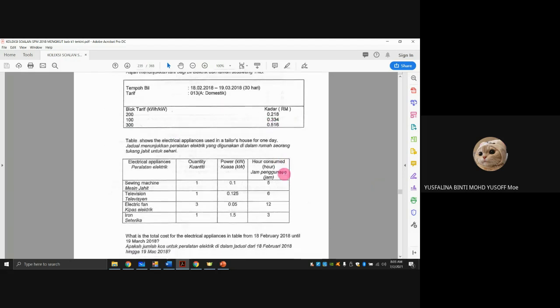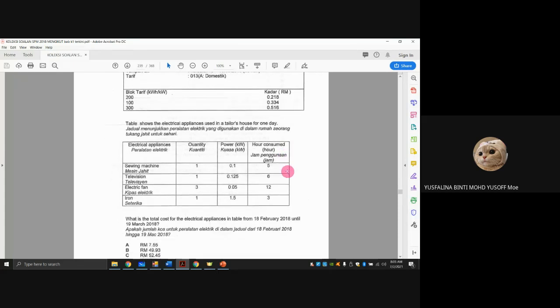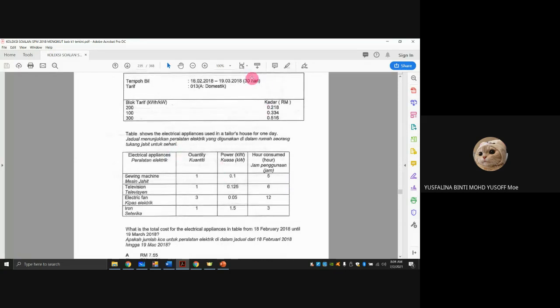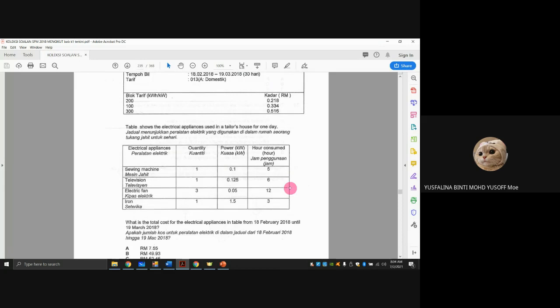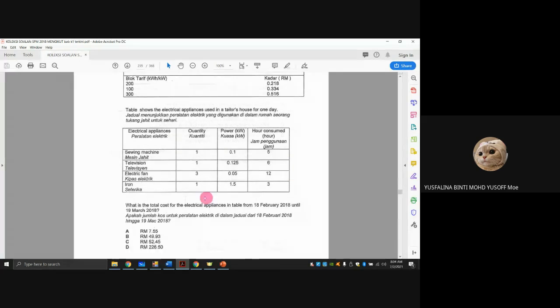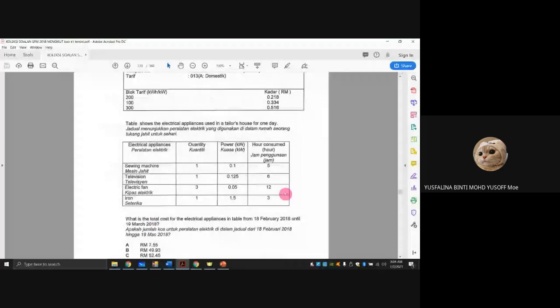So this table shows the electrical appliances used in the tailor's house for 1 day. This is only 1 day, and this one is 30 days, so after that you have to times by 30. So what is the total cost for the electrical appliances in the table from 18 February 2018 until 19 March 2018? Can you try to calculate what is the bill for the tailor?